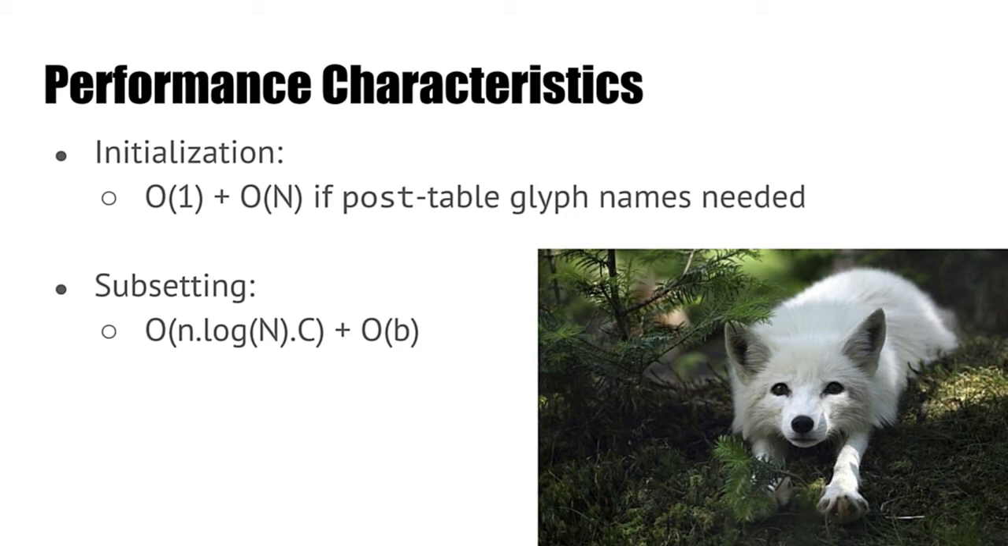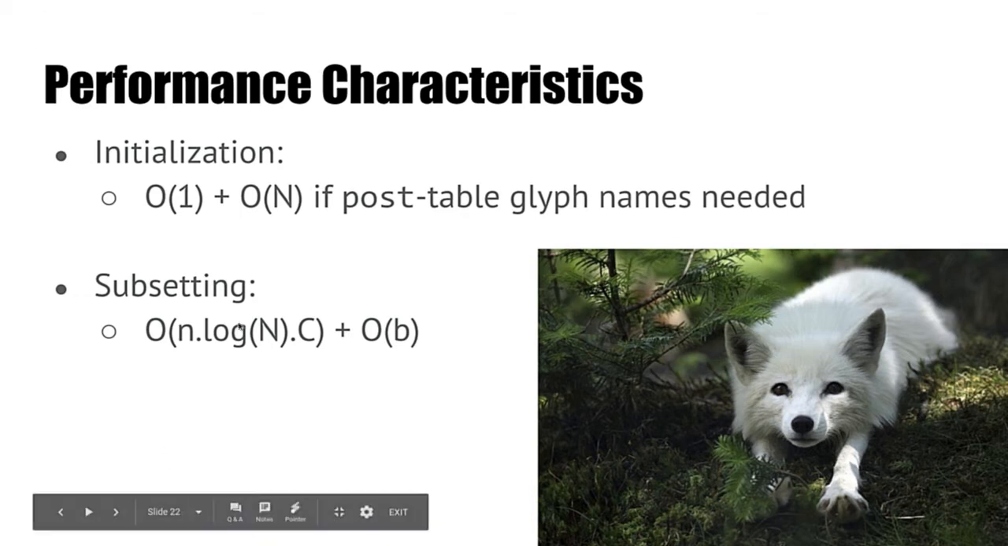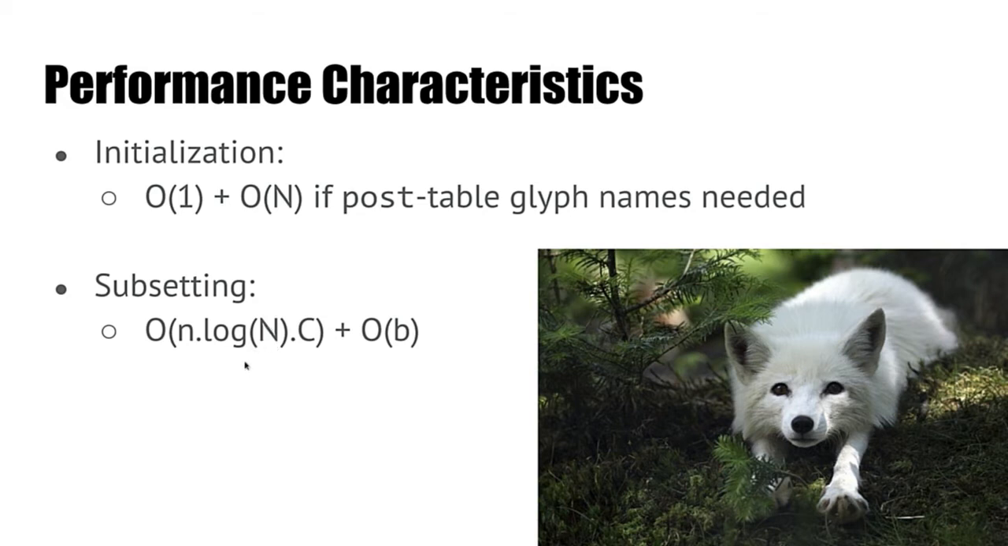And then the subsetting time: small n here is the number of chosen glyphs, the output glyphs. The capital N is the number of the input glyphs. The C is the complexity of the font, a factor that depends on GSUB. And small b is the number of bytes of the output font. So I can guarantee this is the runtime of the subsetter.